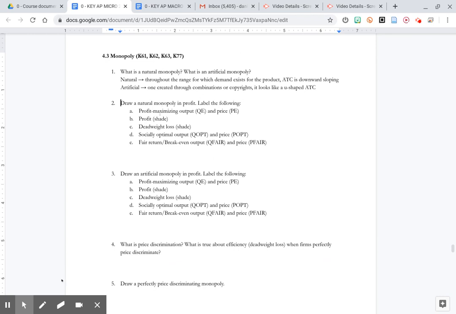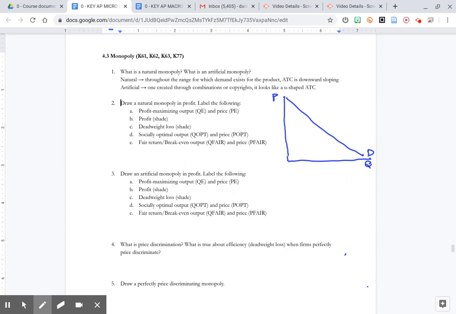So let's go ahead and get started with drawing these two pictures. The first one is a natural monopoly in profit. So again, AP 2020 you're not going to have to draw, but there's a really good chance you're going to have to interpret. So I think it's a good idea for us to take a look at these pictures. Price and quantity, and the demand for the product here. And it's a downward sloping demand curve because this is the market and the firm.